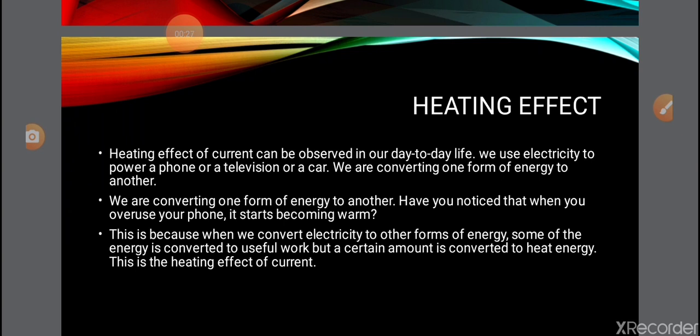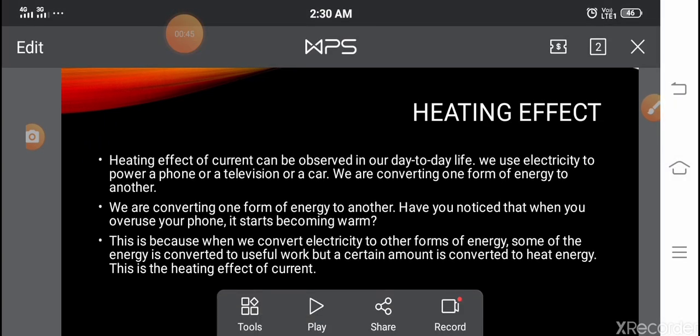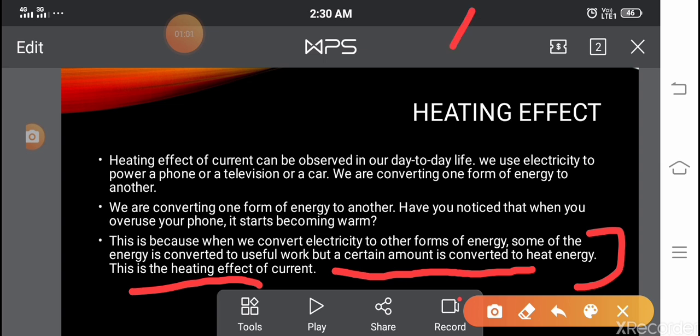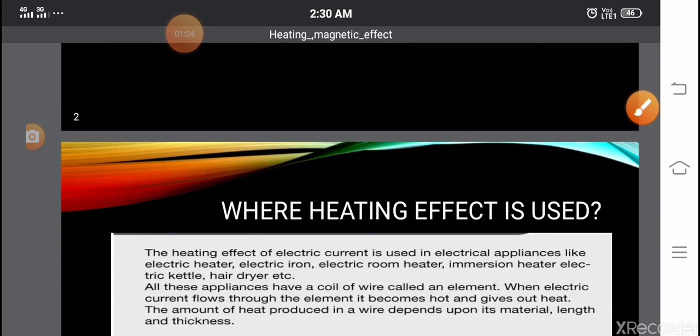Basically, what is happening here? We are converting one form of energy to another. For example, electrical energy is converted to light energy or chemical energy or heat energy. So different forms of energy. When some of the energy is converted to useful work, some amount of it is getting changed to heat energy. So it is called heating effect of the electric current.